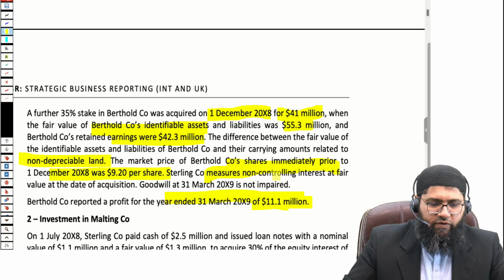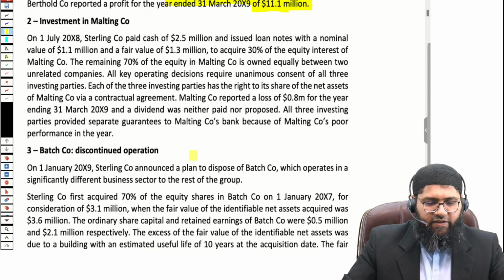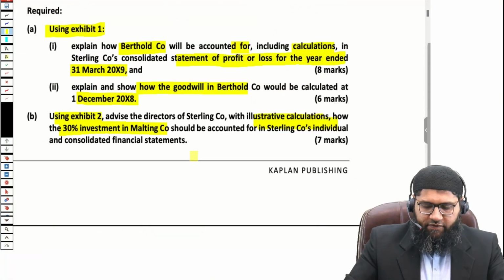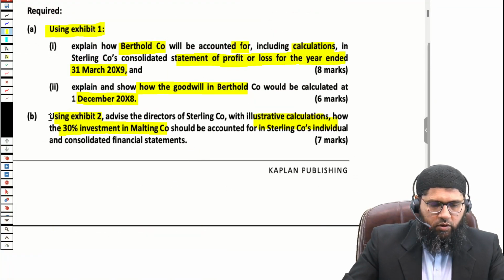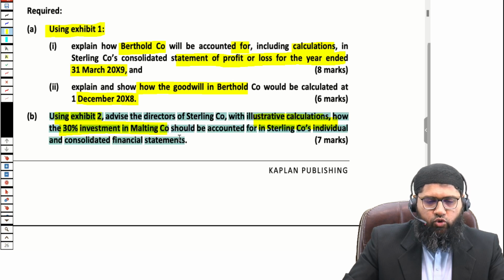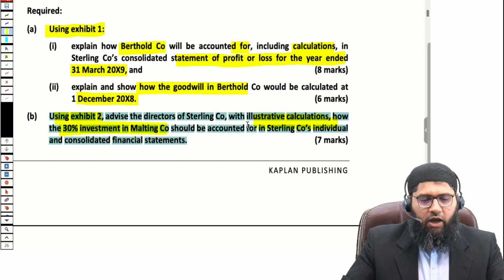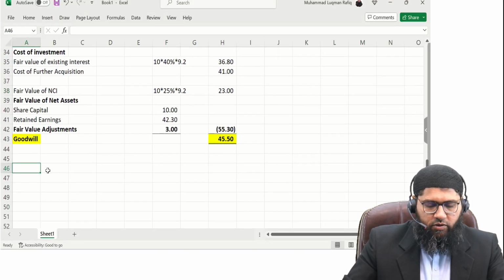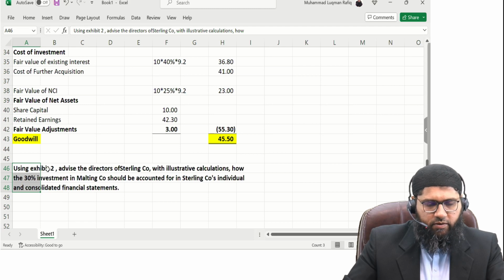Now, let's move a bit forward and let's discuss further. Let's talk about the second requirement of the question, which says: using the exhibit, advise the directors of Sterling with illustrative calculations how the 30% investment in Malting Company should be accounted for. So this is the second requirement.